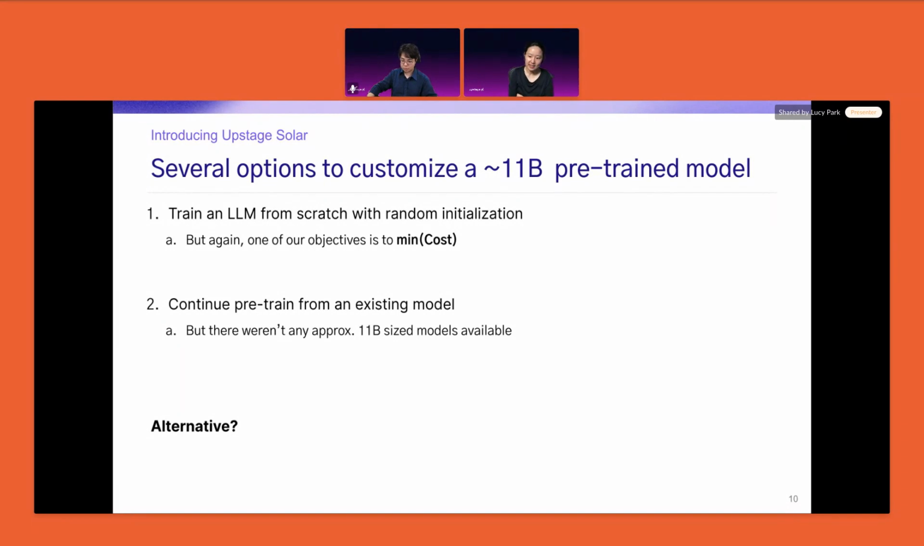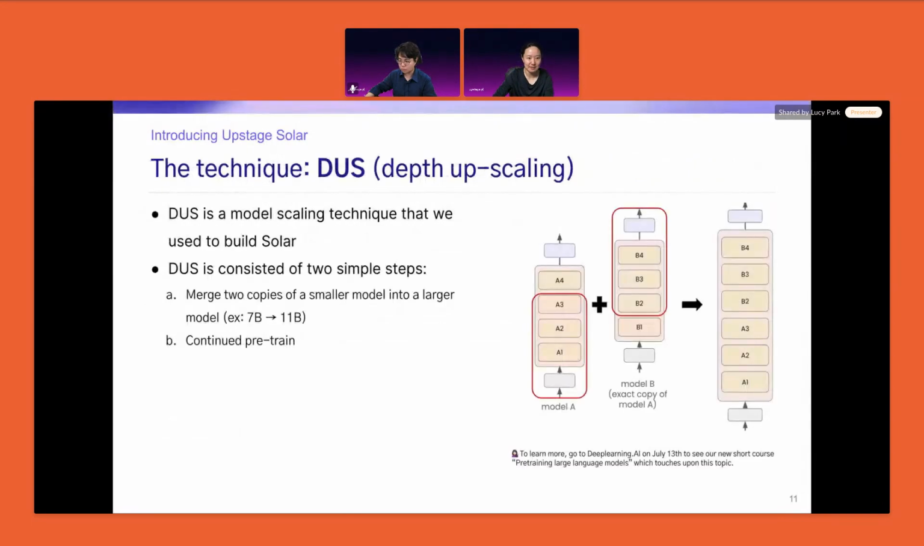The first is training an 11B parameter LLM from scratch. But this takes a lot of effort and money, so we wanted to see if there were other approaches. The second option we considered is continued pre-training from an existing model. But given the lack of approximately 11B size models available, we opted for an alternative approach, which is depth up-scaling, or DUS.